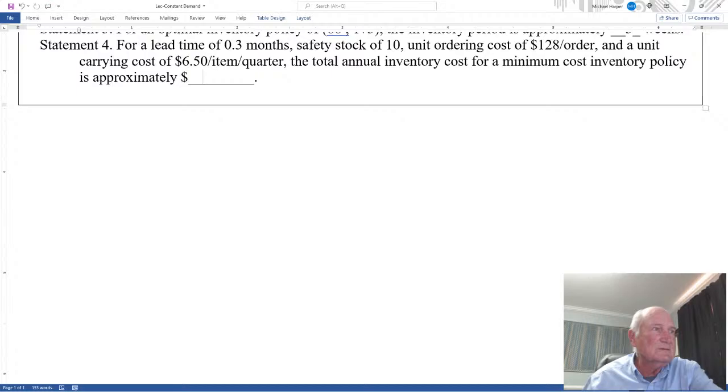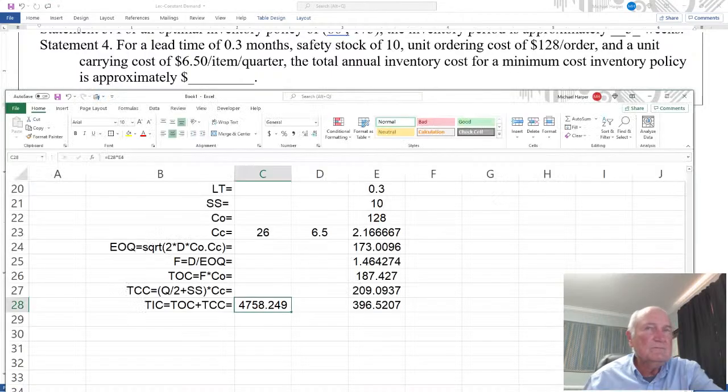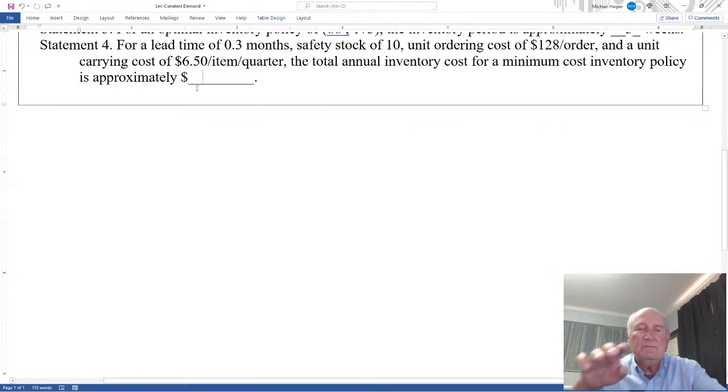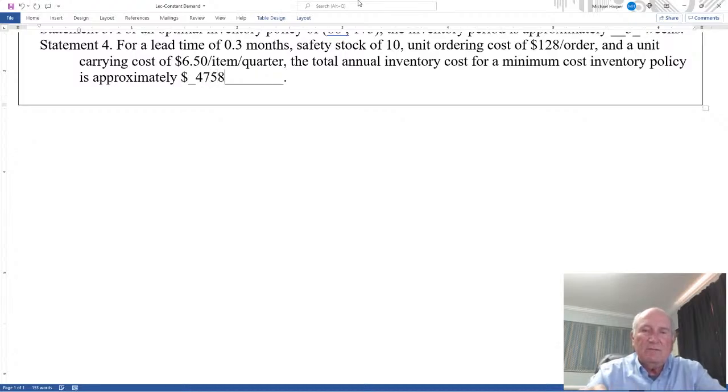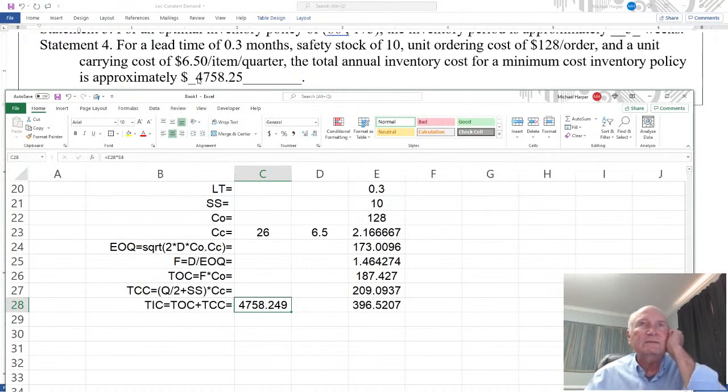So approximately right here, let's bring this back, is $4,758.25. Okay, did I type that in right? I remember it: 4,758.25, and that's the answer. Yep, that's what they want.